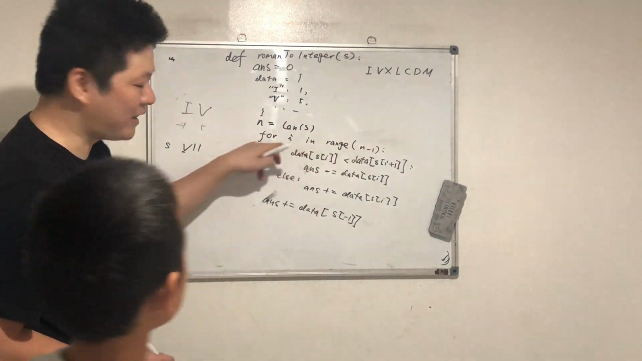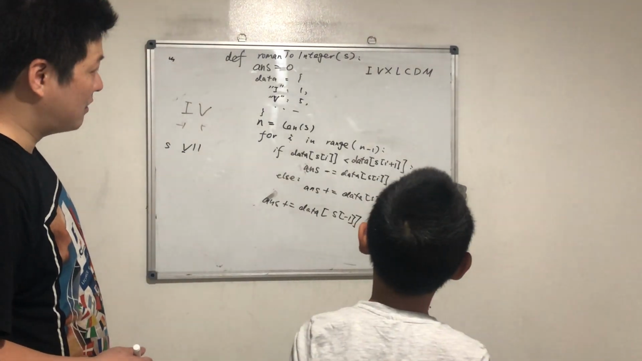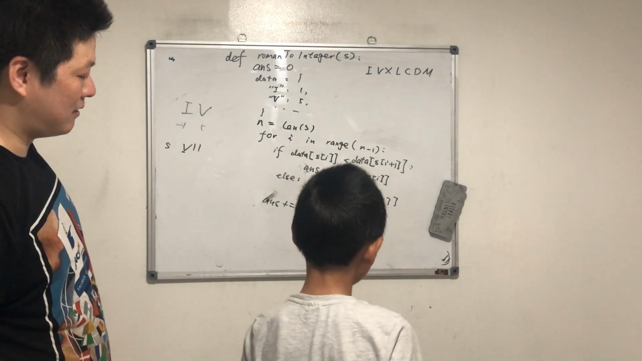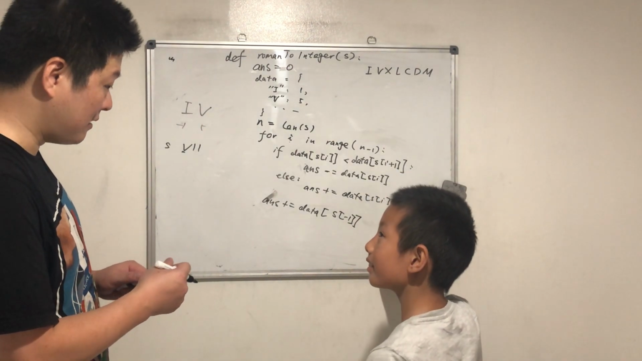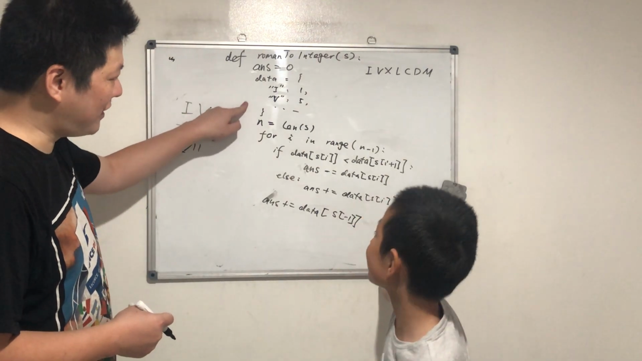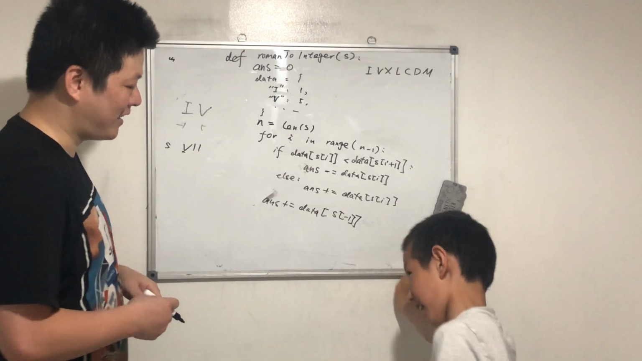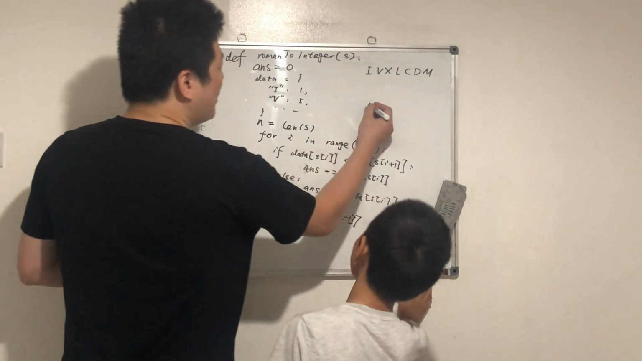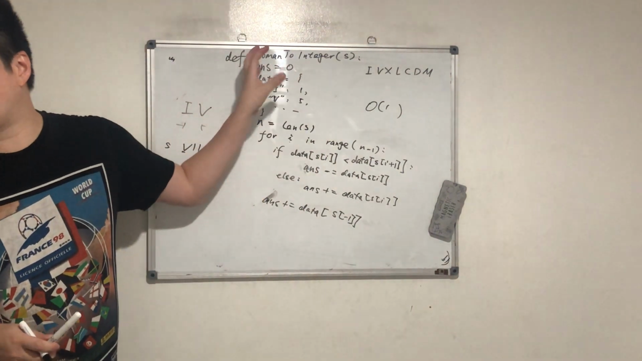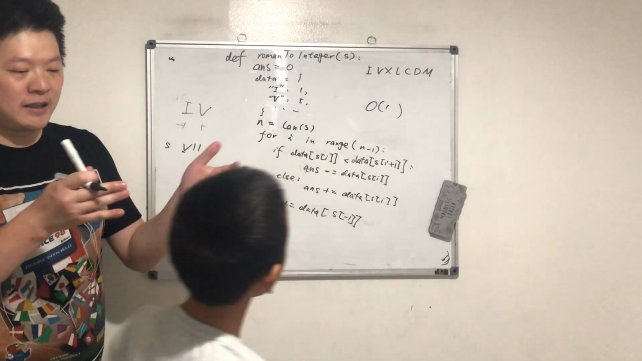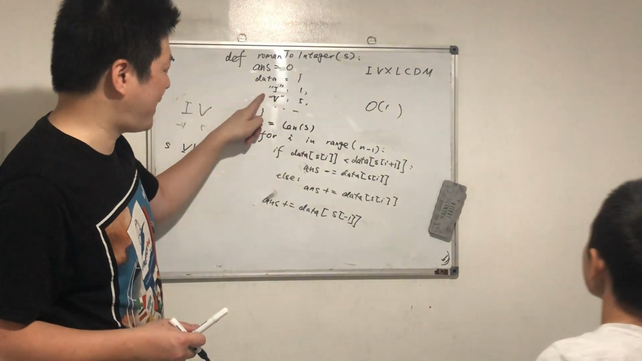N, yeah, we're iterating n times. What's the space complexity? Are we using any space here? Is it growing with the size of s? No. So the space complexity is O(1). We are using a lookup table, but this doesn't change. We know it's a table with a fixed size. It's a lookup table, key value pair.